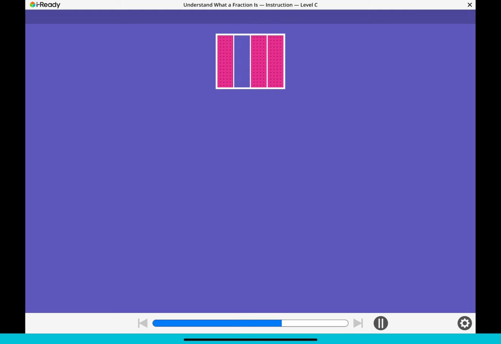Write 3/4 in number form. The whole is divided into fourths, but check your numerator. The numerator should tell how many fourths are shaded. You got it. The numerator is 3 and the denominator is 4.